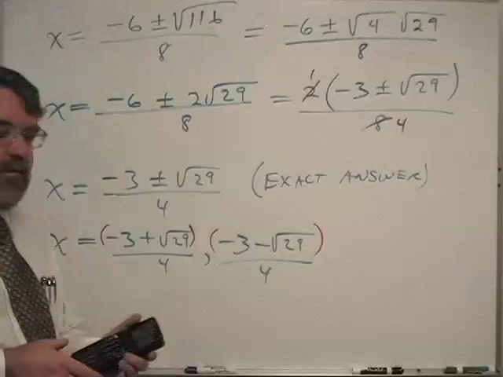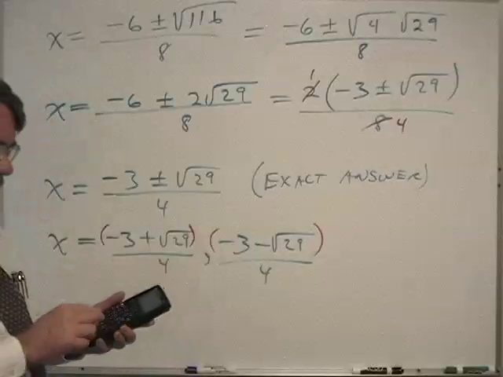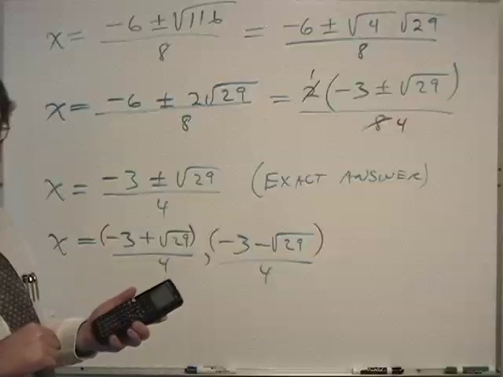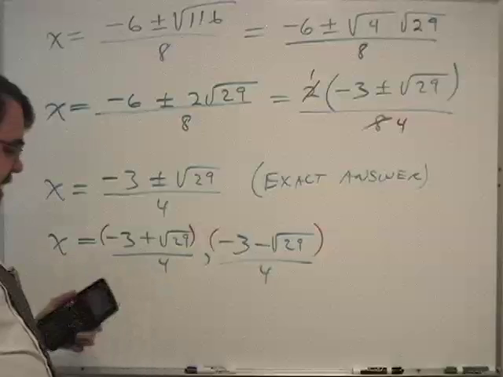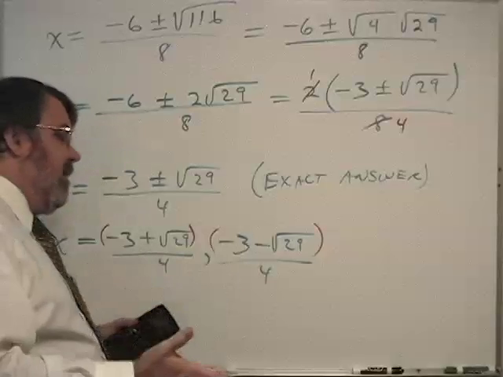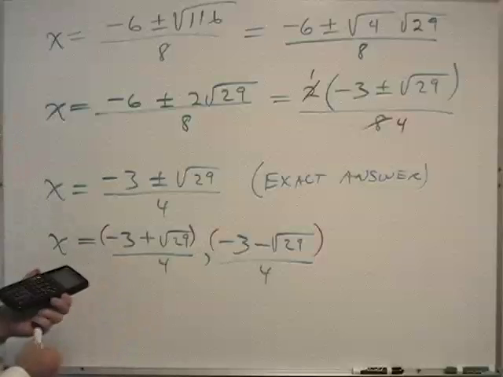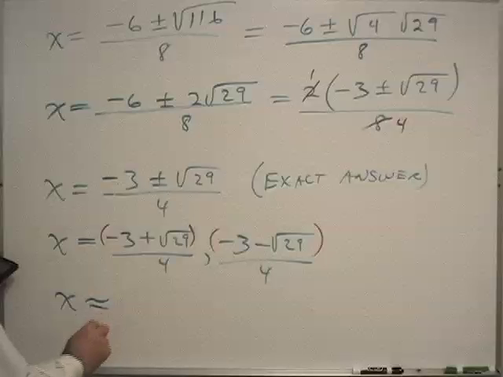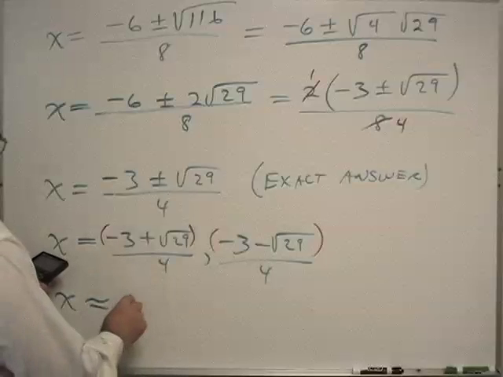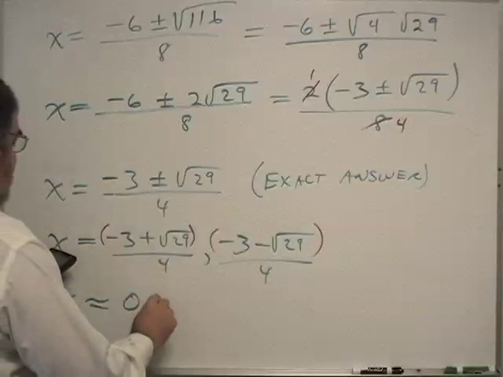However you punch it, once you're done getting this in, then you want to hit divide by 4 and then equal. And round your answer off. If it needs to be rounded up, you need to round it up. So x is approximately, from here I got 0.596.